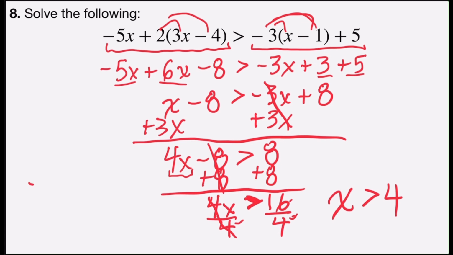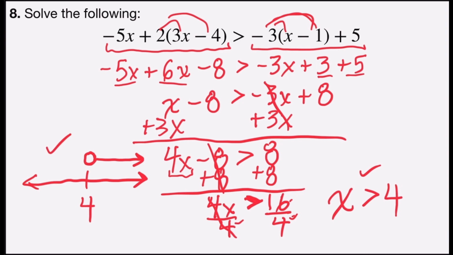I can also represent that graphically on the number line. I'm looking at the number 4. It's going to be an open circle since it's only greater than but not equal to, and values that are greater are graphed to the right. And so algebraically, x is greater than 4, and graphically on the number line, I also have x is greater than 4.